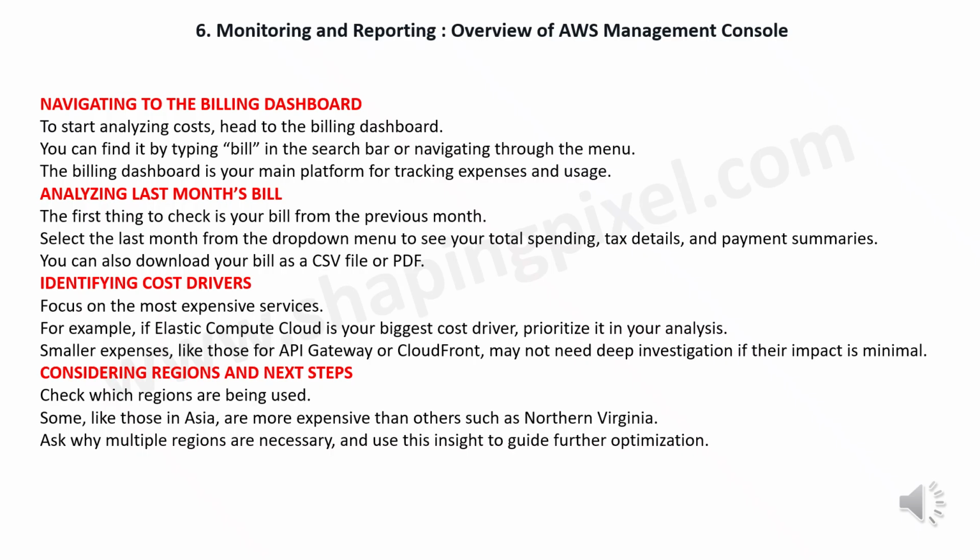The first thing to check is your bill from the previous month. Select the last month from the drop-down menu to see your total spending, tax details, and payment summaries. You can also download your bill as a CSV file or PDF. Focus on the most expensive services. For example, if Elastic Compute Cloud is your biggest cost driver, prioritize it in your analysis. Smaller expenses, like those for API Gateway or CloudFront, may not need deep investigation if their impact is minimal.